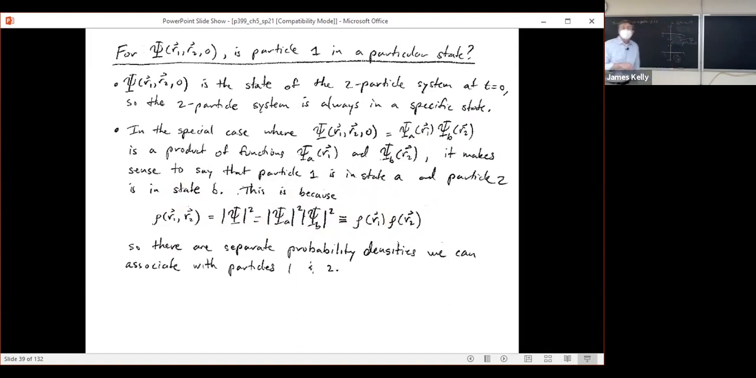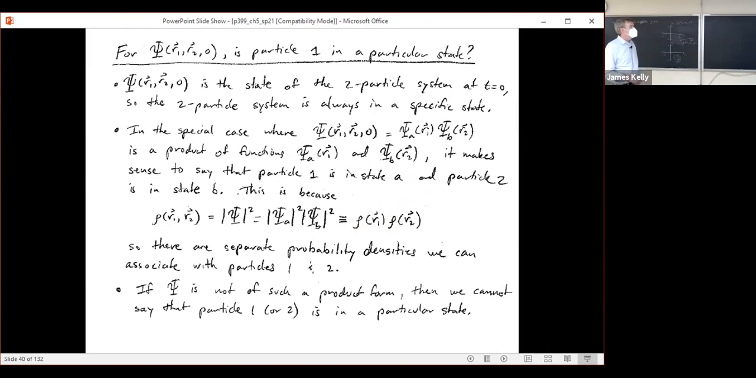So we would say that in this special case where it's a product function, it makes sense to say, oh, you know, particle 1 is in a particular state because it's most likely to be here and least likely to be in some other place. There are separate probability densities we can associate with them. In general, that's not going to be true. If psi is not of a product form like that, a product of a function of the 1 variables and a function of the 2 variables, we can't say that it's in a particular state.